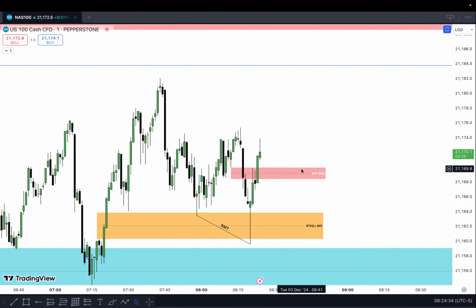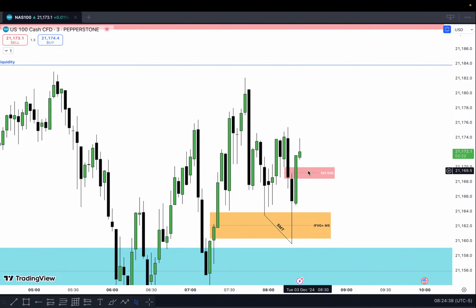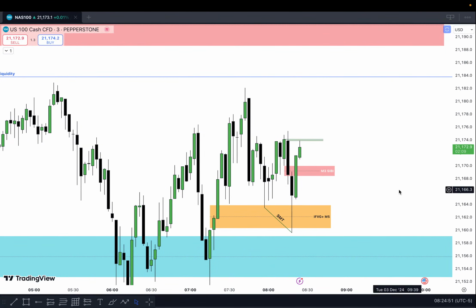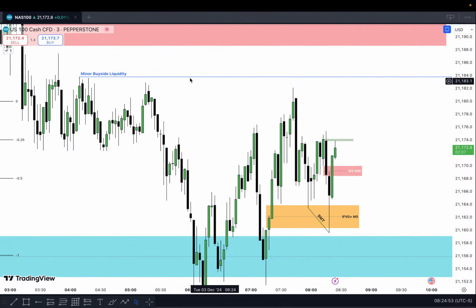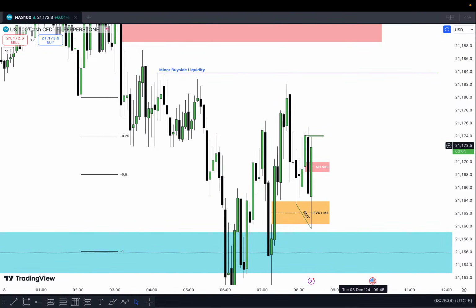This M3CB, you see, we have closed above the M3CB, but we have a volume balance here, 3-minute volume balance. It may throw prices downside for a retracement and then rip higher. There's that possibility that we'll trade to this minor buy side liquidity on US 100. Let's see if we can do that or not.